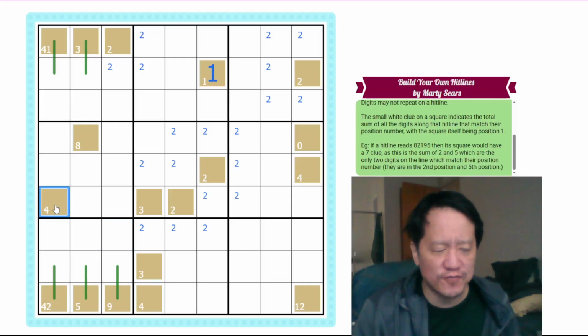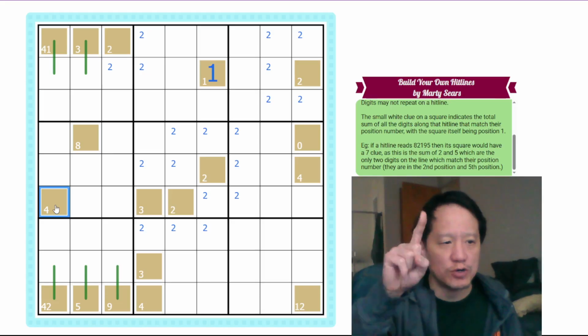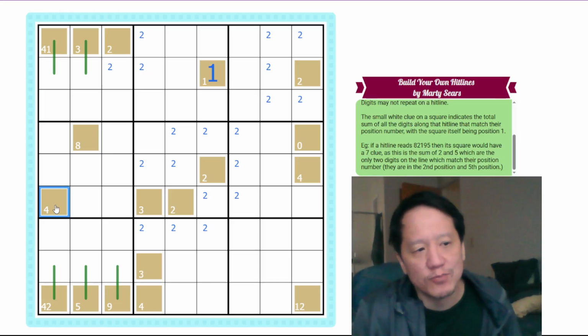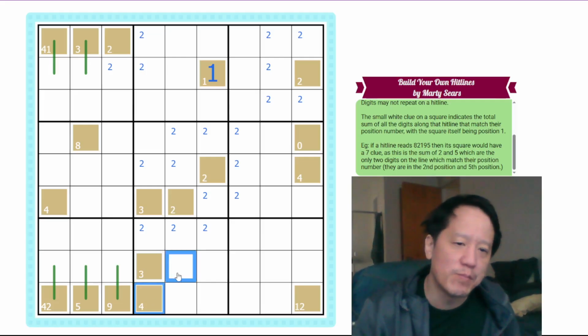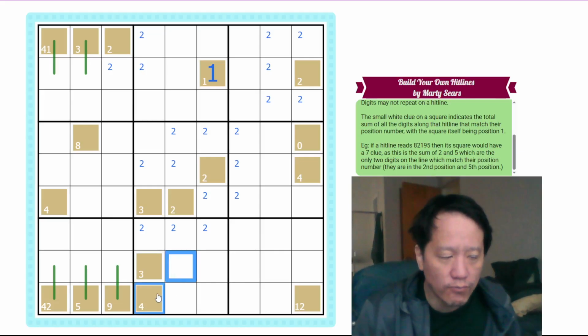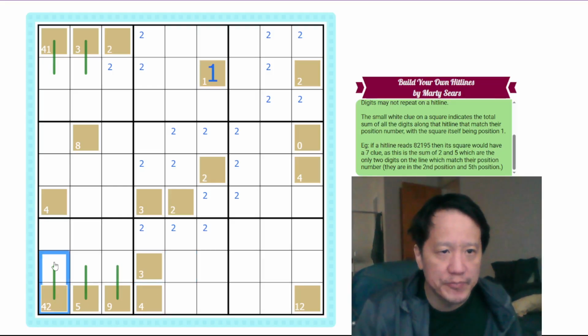To match a 4, you need at least 1 and 3 to match. To match a 3, you need 1 or 2. So the 4 is... This cannot... it could go this way. Interesting.